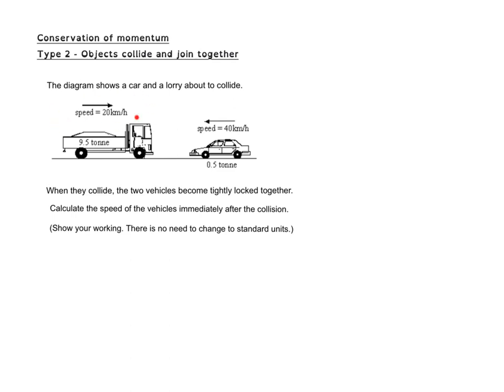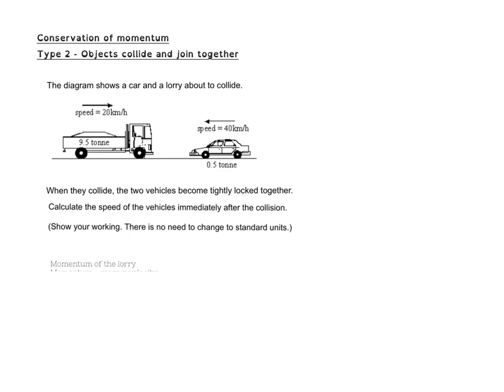We're given the velocity of the lorry and the mass of the lorry moving in this direction. You're also given the velocity of the car and the mass of the car, but this car is travelling this way. The two vehicles then collide and become locked together. I want you to calculate the speed of the vehicles immediately after the collision. I want you to show your working, but there's no need to change units. You can leave it in kilometres per hour and tonnes.